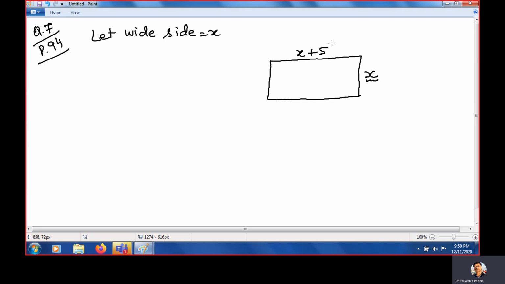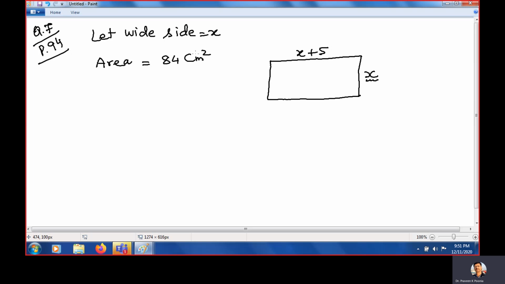Please remember what it is saying. A rectangle is 5 centimeter longer than it is wide. So if wide is x, then longer will be x plus 5. Okay. So what is the area given? Area given is 84 centimeter square.